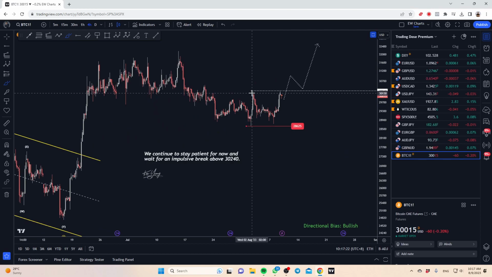BTC is testing its previous top. I'm bullish, but I'm not jumping into any trade yet. I want to see the breakout. I want to see the corrective pullback before I commit to the buy.